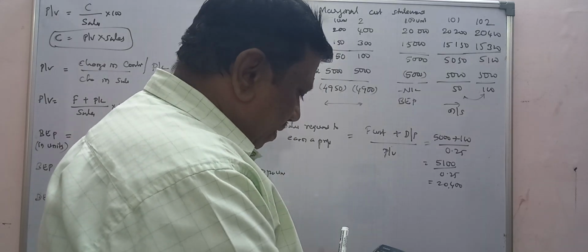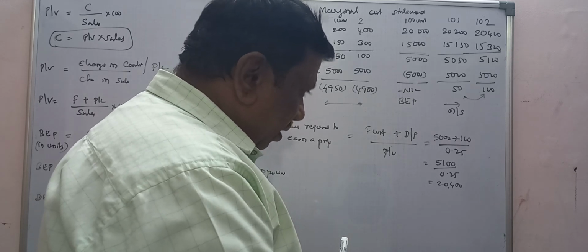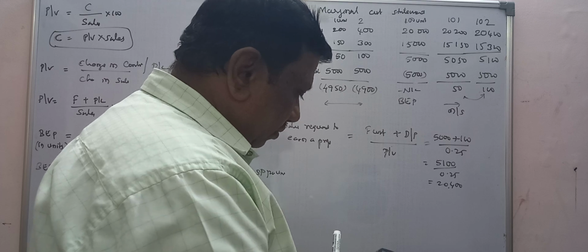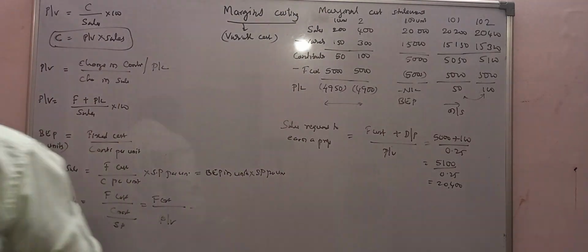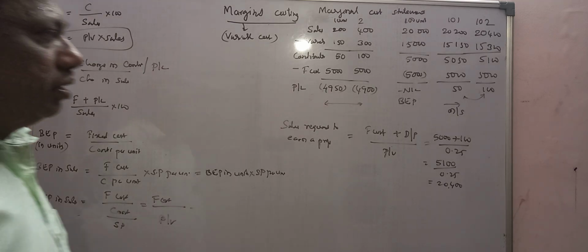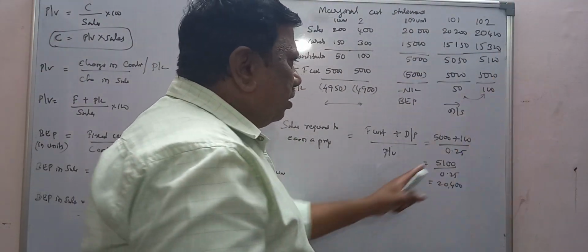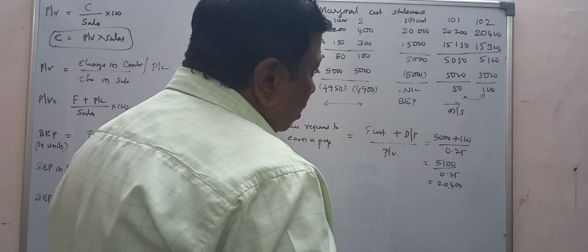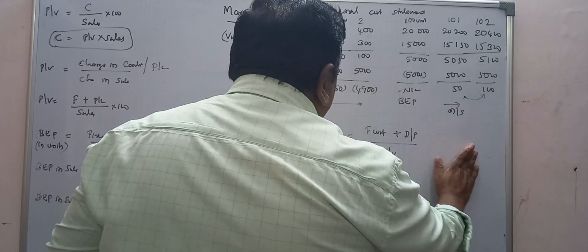$5,100 divided by 0.25, so 20,400 to get the desired profit. If you want to earn 5,000, whatever, directly put it here. So you get the same: how much you need to sell. So this is our desired profit formula.